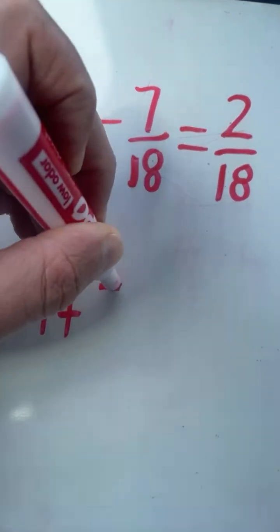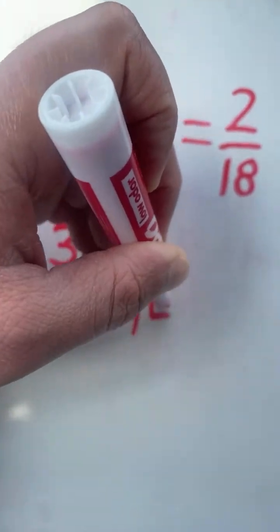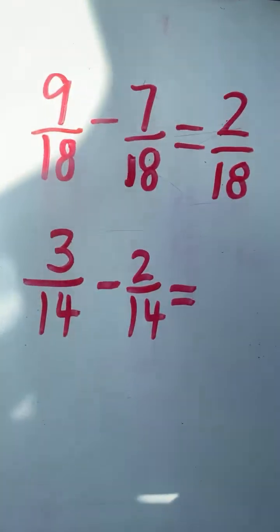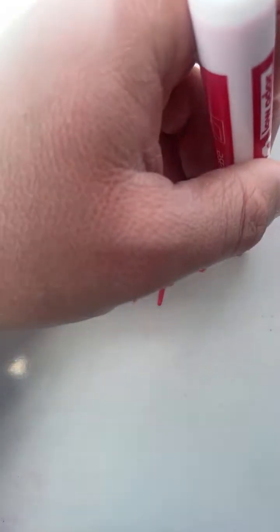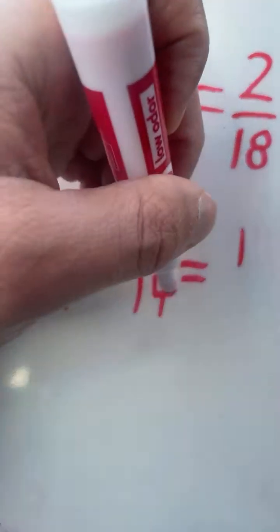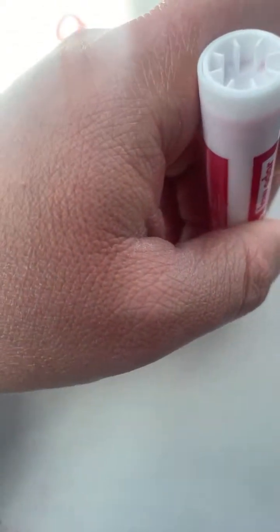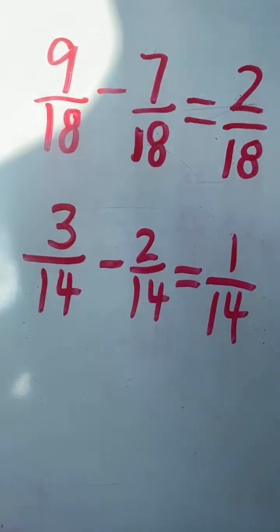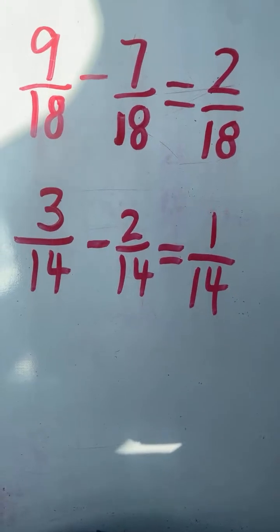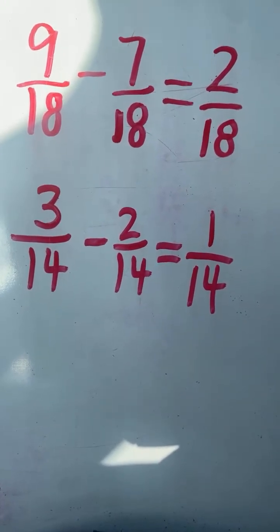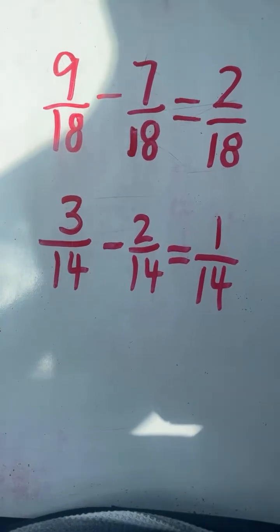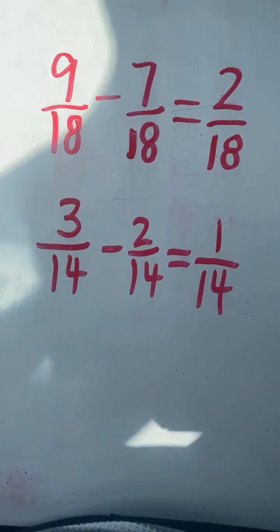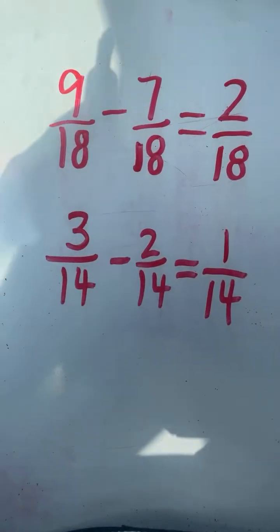All right, 3/14 minus 2/14. 3 minus 2 equals 1. Our denominator stays the same. 3/14 minus 2/14 equals 1/14. All right, next set of example problems.